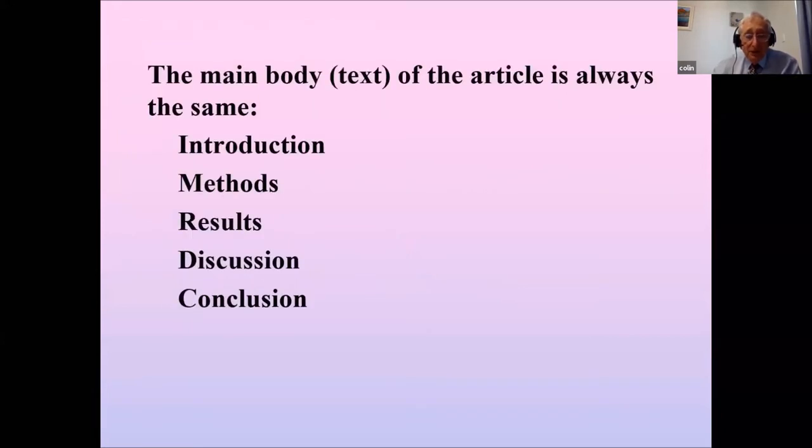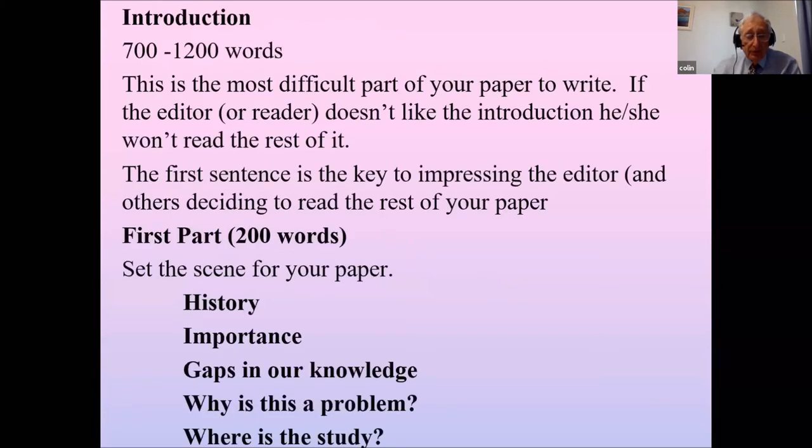The main body of the text is always the same: an introduction, the methods, the results, a discussion, and the conclusion, and then the acknowledgements and the references. The introduction is the most difficult part of your paper to write, because if the editor or the reader doesn't like the first few sentences that they're going to read, then they'll simply reject your paper. So the first sentence is the key to impressing the editor.